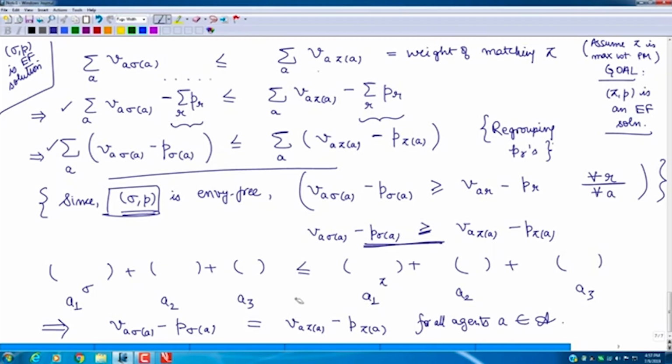Okay, so having this particular equation for all agents, what can I conclude now? So what can I conclude about the allocation pi comma p? Okay, I have this particular equation for all agents, right? So what can I now conclude about the allocation pi comma p?